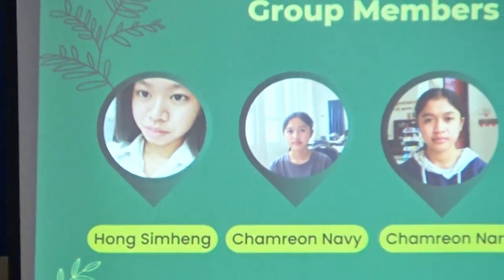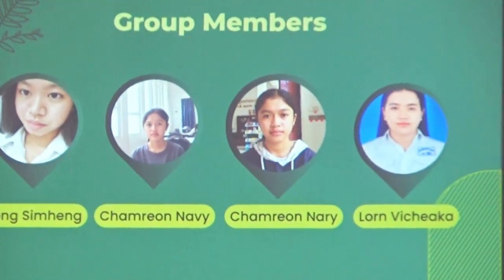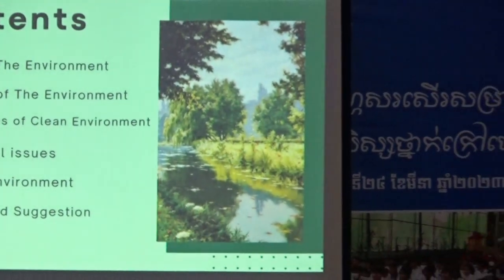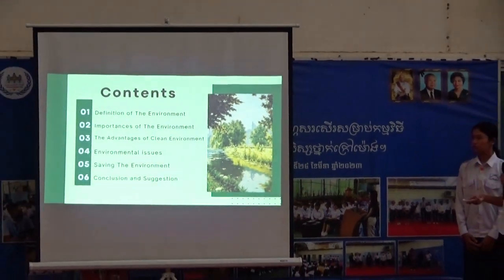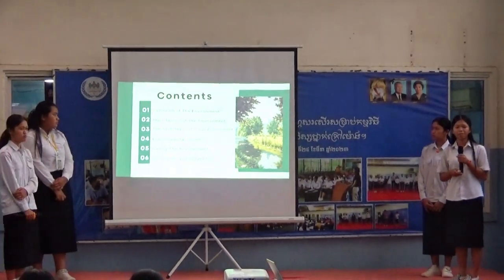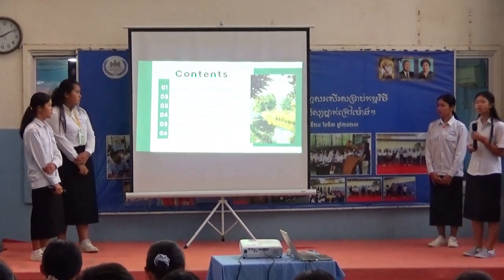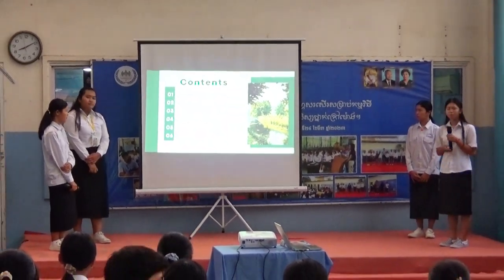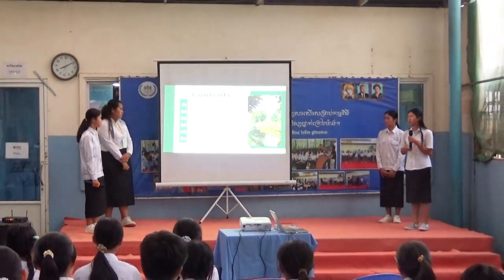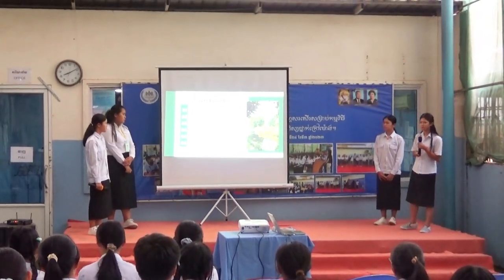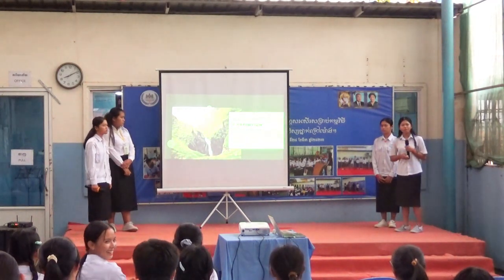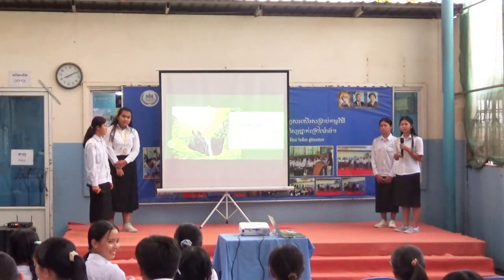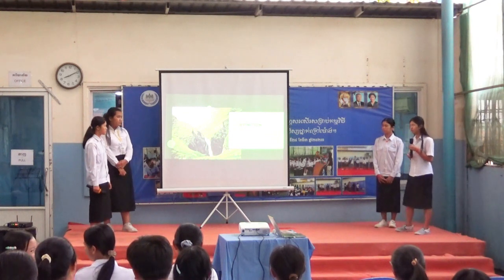That is the reason why we picked this topic and chose 6 main points to explain and present to all of you. The first point is the definition of the environment. 2 is the importance of the environment. 3 is the advantages of a clean environment. 4, environmental issues. 5, saving the environment. And 6 is the conclusion and suggestion. So to make you understand our topic well, the first thing we would like to do is tell you about the definition of the environment.